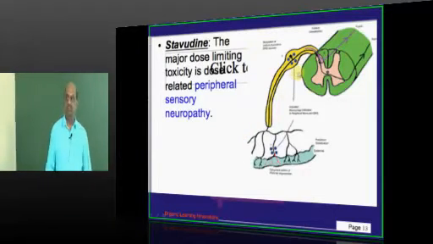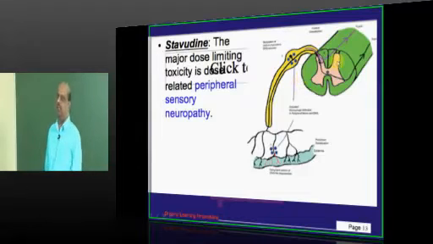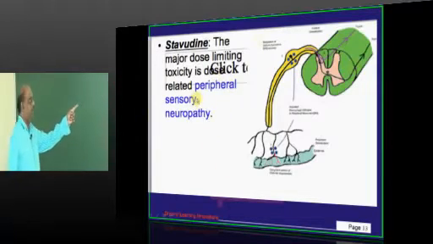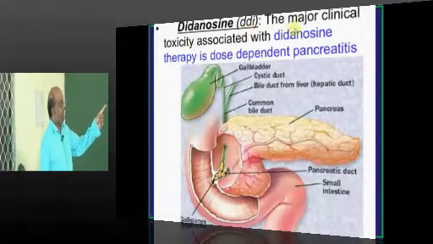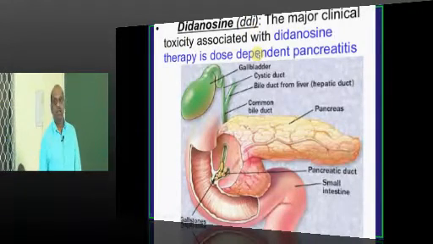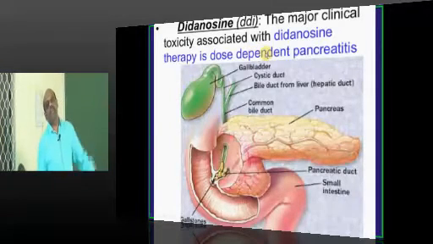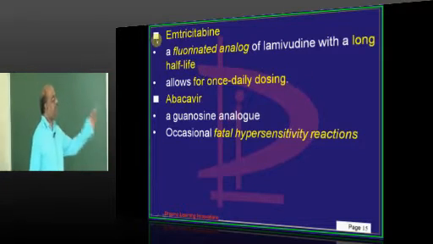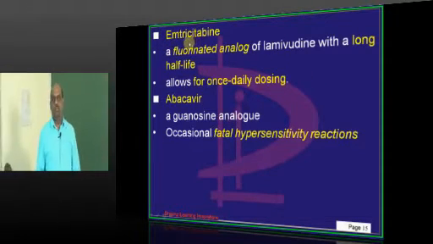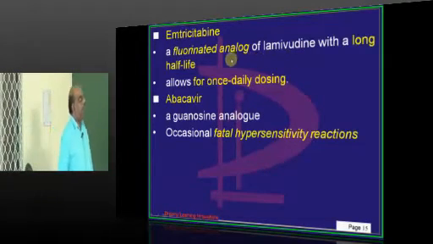For stavudine, if I ask you, what is the major dose limiting side effect? Peripheral sensory neuropathy. For didanosine, what is the major toxicity which makes it dose limiting? It is pancreatitis in the case of didanosine. Then what is emtricitabine? It is nothing but a fluorinated analog of lamivudine.